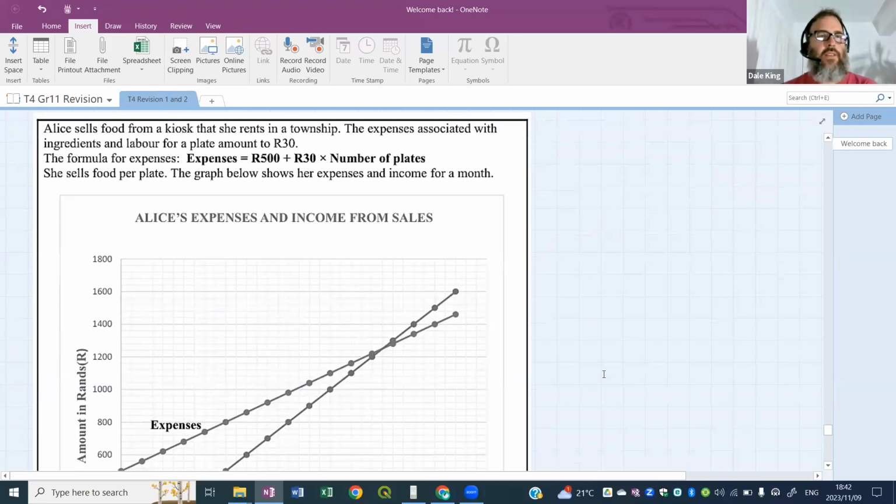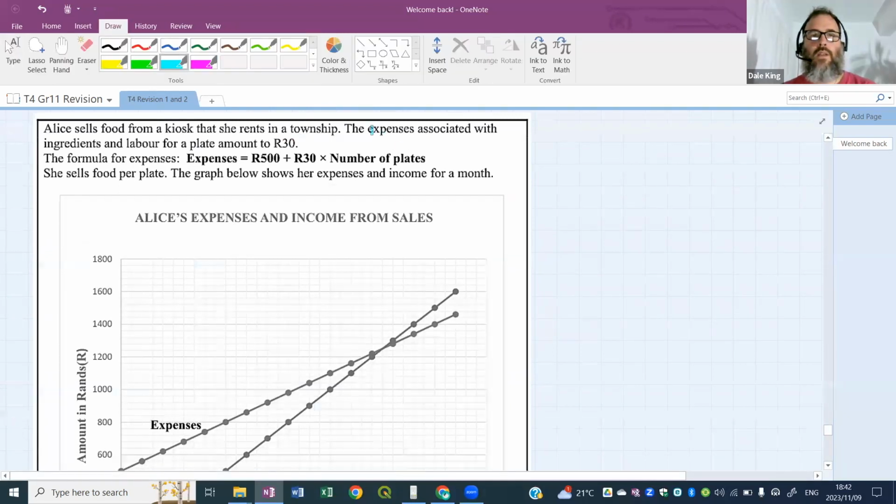New business, Alice. Alice sells food from a kiosk that she rents in a township. The expenses associated with the ingredients and labor for a plate of food amount to 30 Rand. And the formula for expenses is 500 plus 30 times the number of plates. Tell me, please, which one is the fixed expense, the 500 Rand or the 30 Rand?